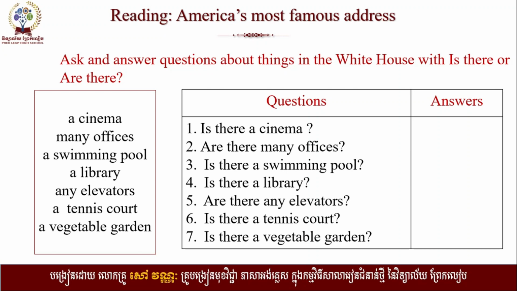Number four, is there a library? Number five, are there any elevators? Number six, is there a tennis court? Number seven, is there a vegetable garden? So let's just look at the answers.